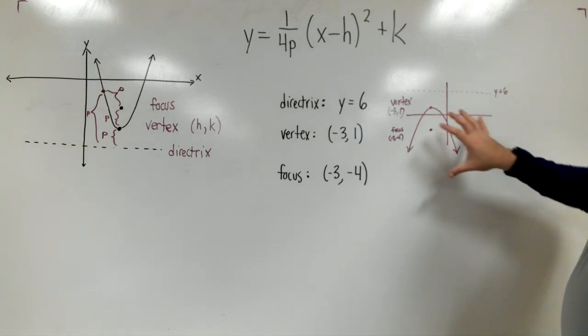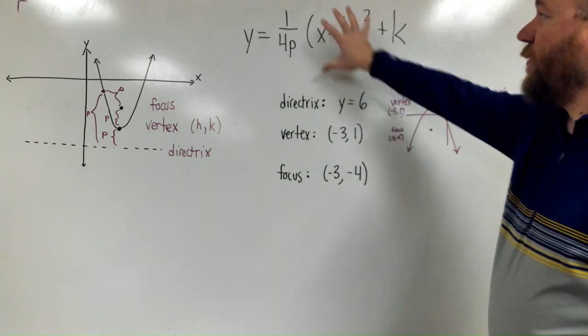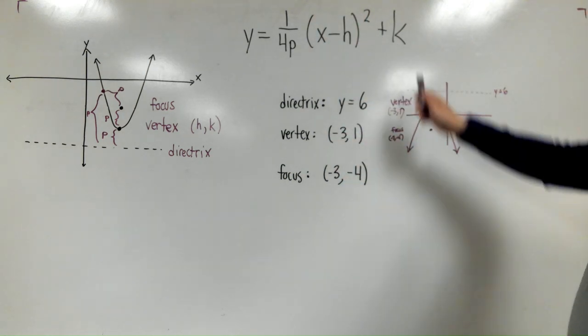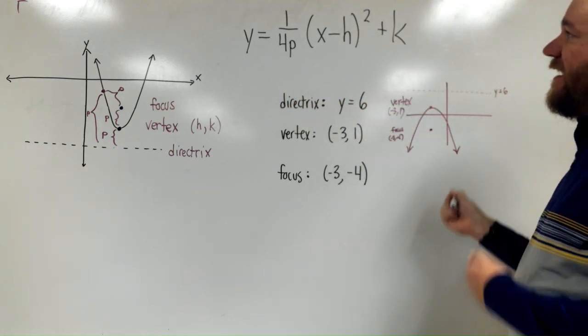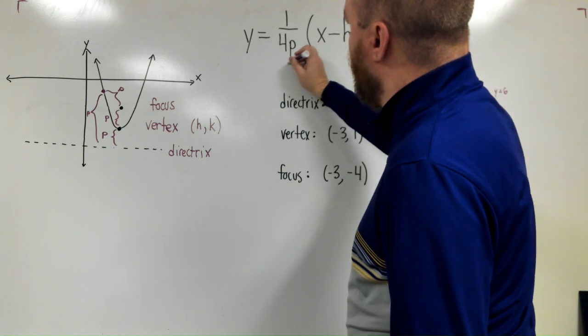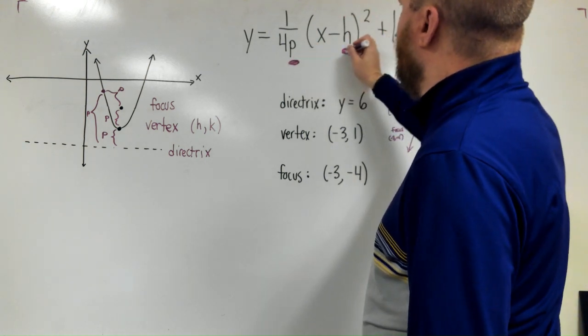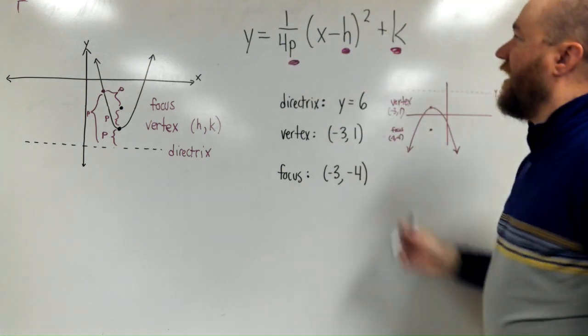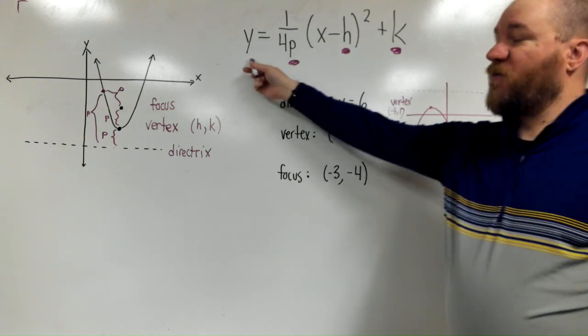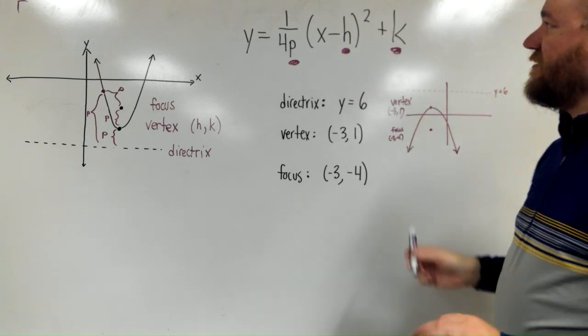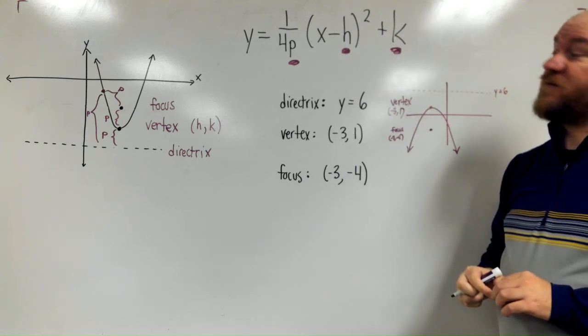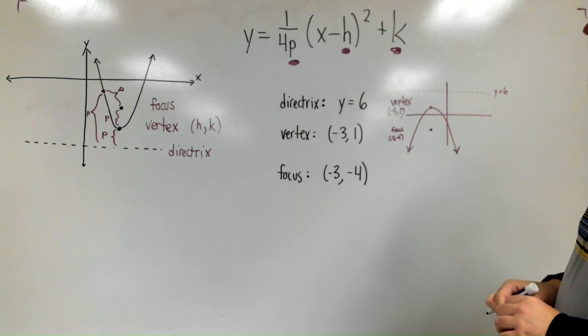So now let's use this information to write the equation of this parabola. This is called vertex form, and there's 3 letters we have to change. We have to change the P, we have to change the H, and we have to change the K. We're going to leave X and Y. We're going to leave the 1 and the 4. We're going to leave the square, the parentheses. We're only going to change 3 values, the P, the H, and the K.